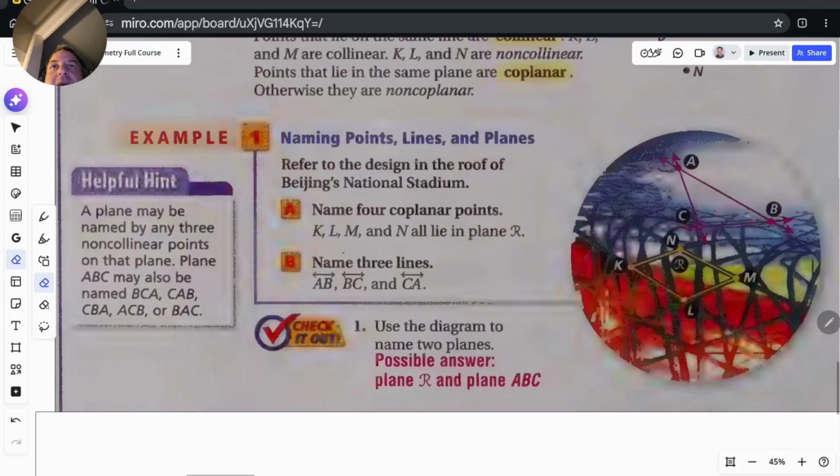Part A here is asking us to name 4 coplanar points. So let's remember that coplanar means on the same flat surface. Here's our photo here to the right. Let's go to white for our color pen. And we're looking at K, L, M, N. There they are.